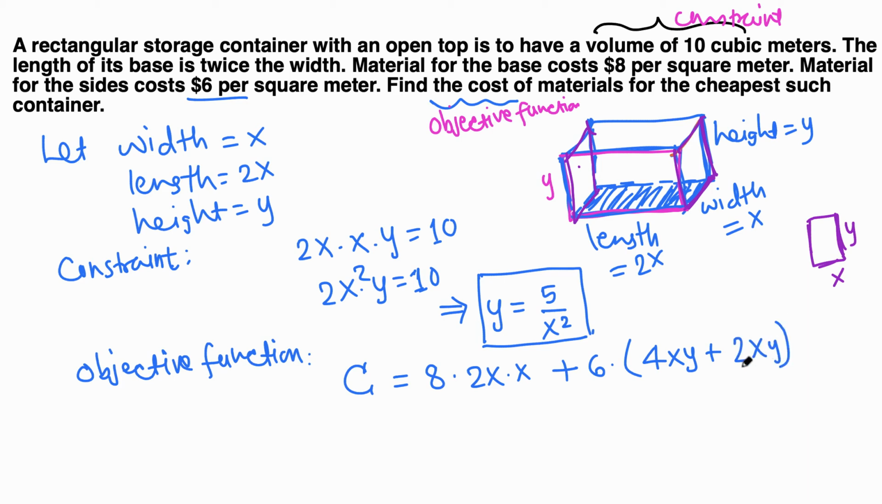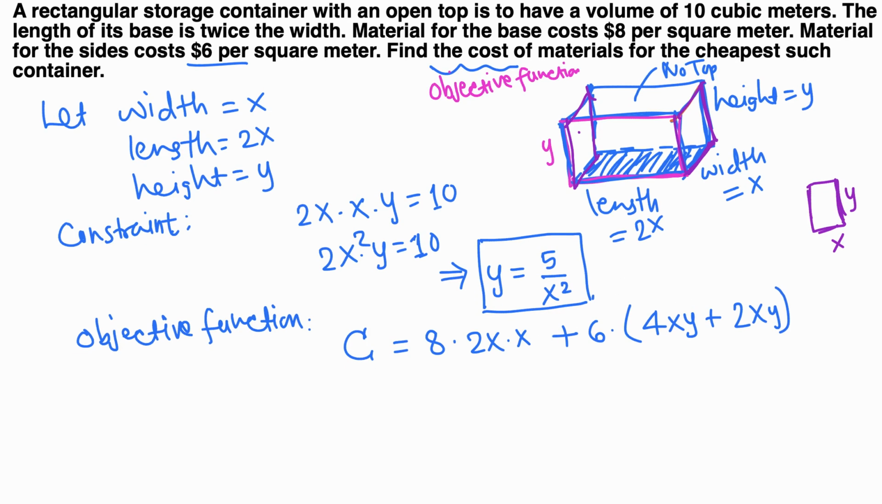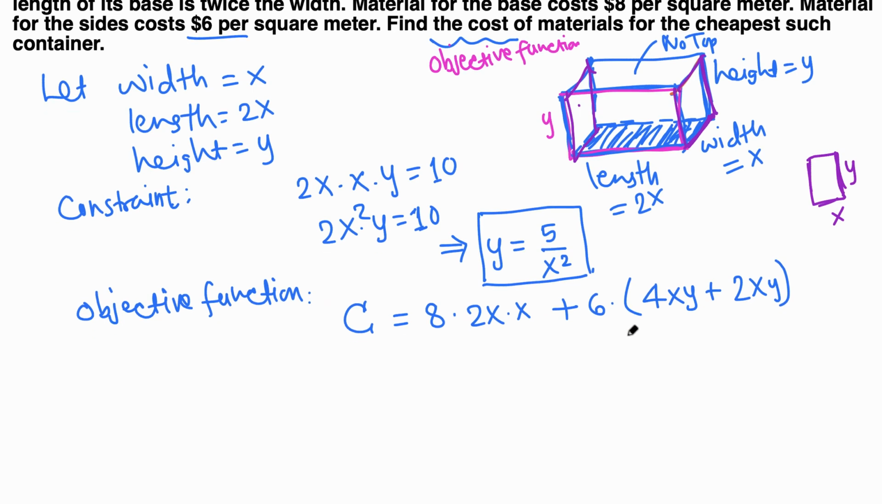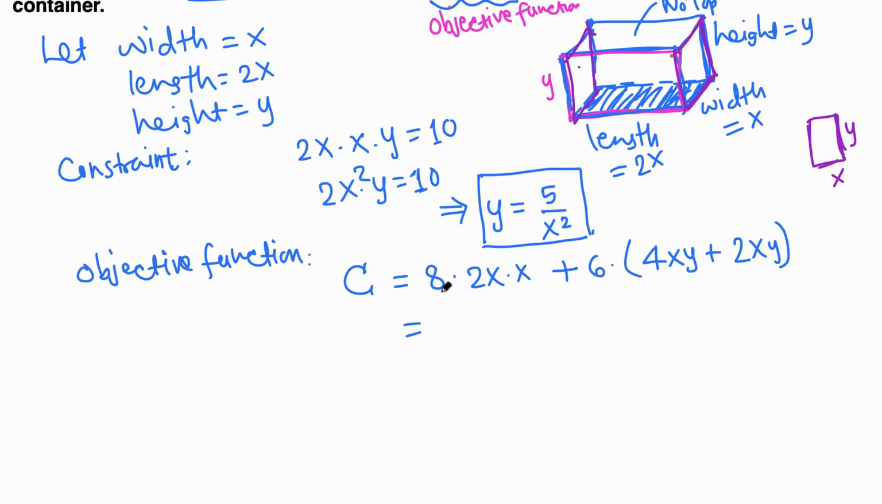2xy. So this is the objective function, the cost function we want to minimize, and there is no top. Okay, so we don't have to worry about this part. Let's write this objective function in terms of one variable, using this constraint.